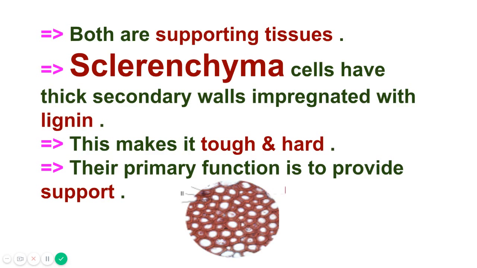Students, both are supporting tissues. Sclerenchyma cells have thick secondary walls which are impregnated with lignin. And lignin is a compound that makes it tough and hard. Their primary function is to provide support.